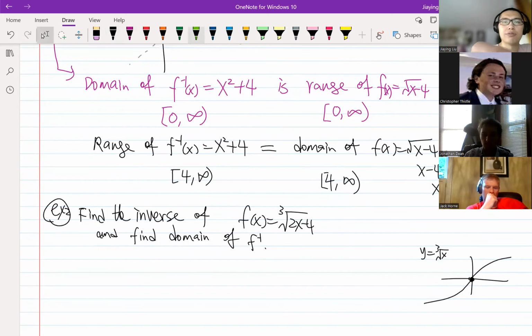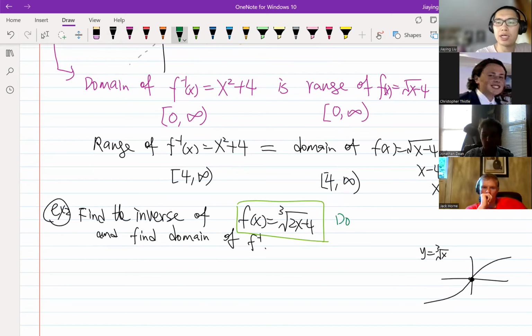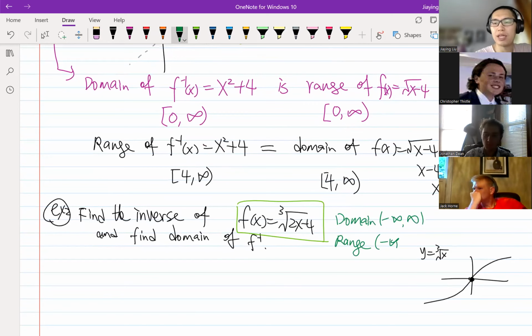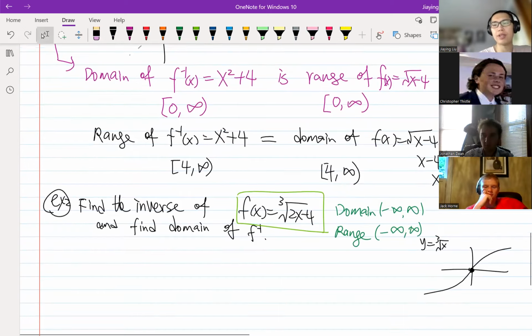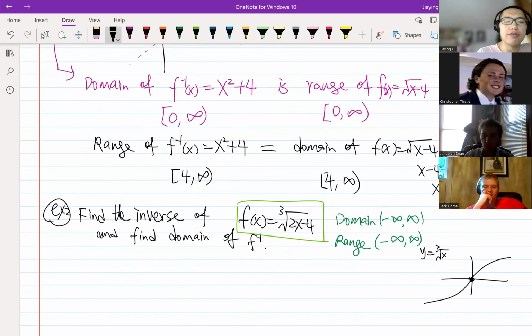Okay, so let's note that for the original function, the domain is from negative infinity to infinity, and the range is also from negative infinity to infinity. We're not restricting any part of the function, so everywhere on the function is fine when we try to find the inverse. Now let's find the inverse. The first step, I'm going to replace f of x with y. So we get y equals cube root of 2x minus 4.